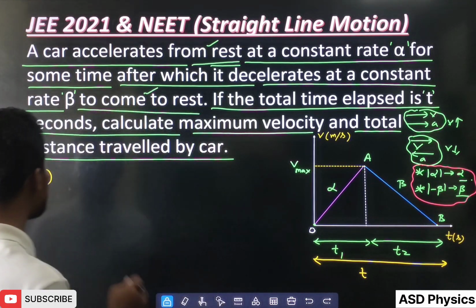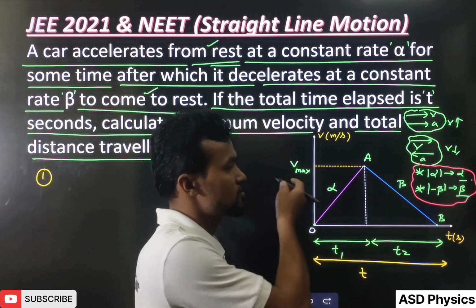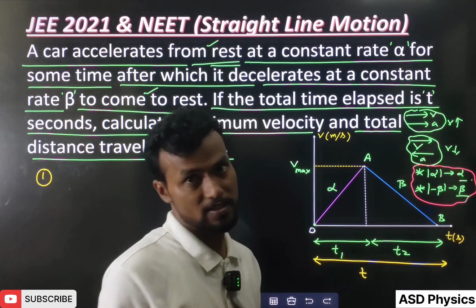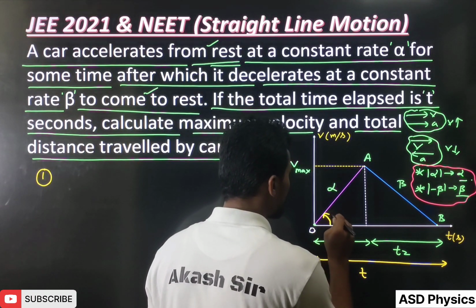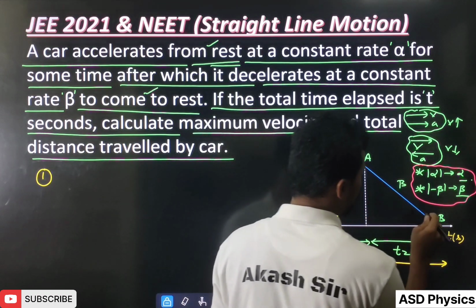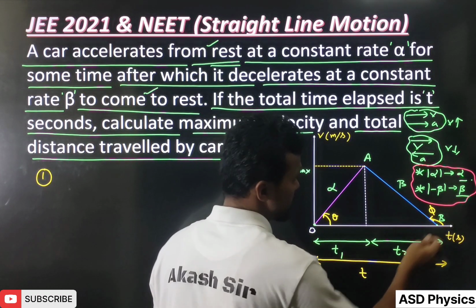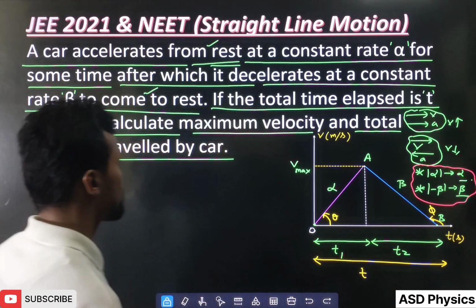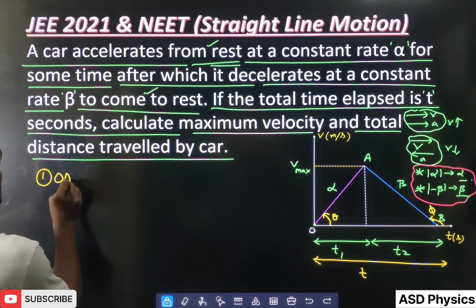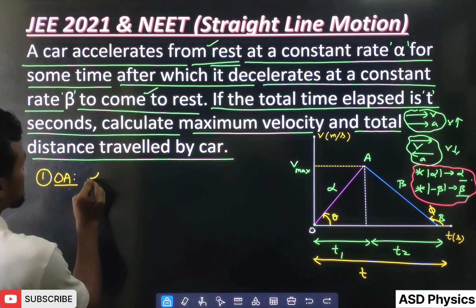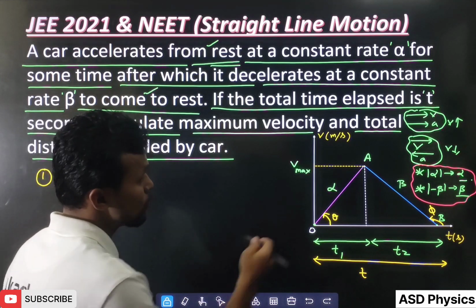So for the maximum velocity, I am going to use the concept of slope. That means the slope of the velocity time graph gives the acceleration. Now this alpha is positive, so here the slope will be an acute angle, tan theta, and this beta is negative, so let's take phi, this is an obtuse angle. This is B, this is beta, don't be confused. So if I talk about O to A, acceleration is given by the slope of this graph O to A.